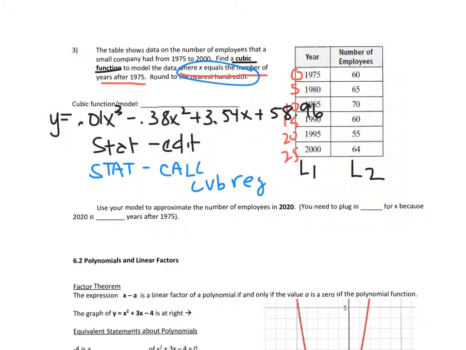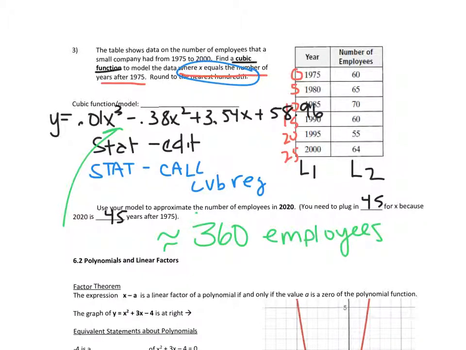So the question reads, use your model to predict the number of employees in 2020. So what do we need to plug in for x? Because 2020 is how many years after 1975? So I would do 2020 minus 1975, and I get 45. So we're going to plug in 45 for x in our equation up here. So I'm going to press pause and plug that in my calculator. So that would be about 360 employees, rounding to the nearest whole number, because we're talking about number of employees.